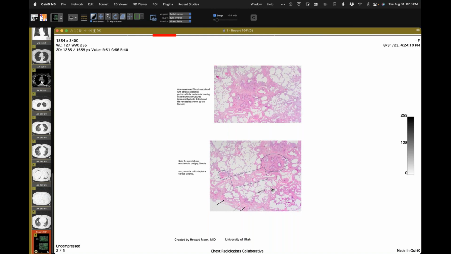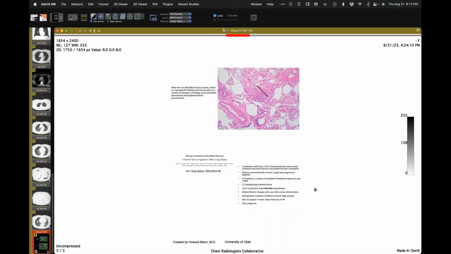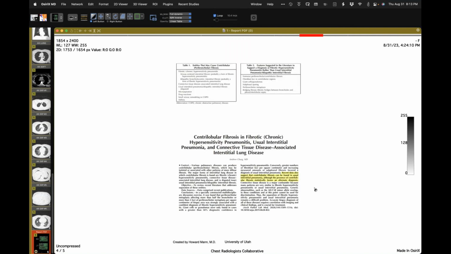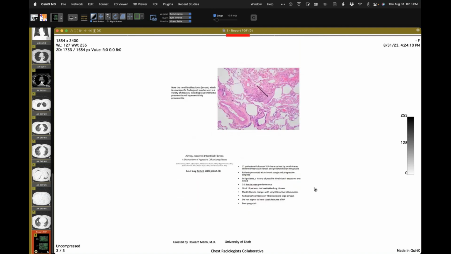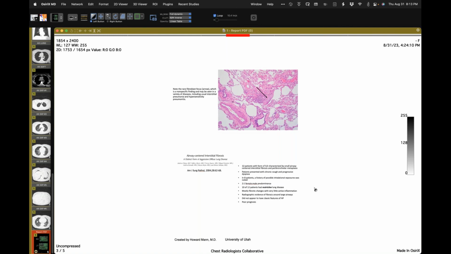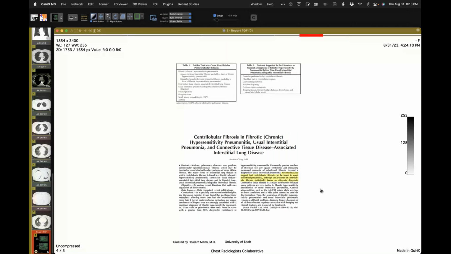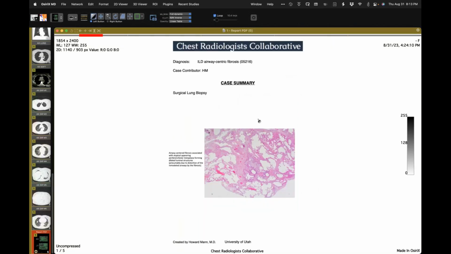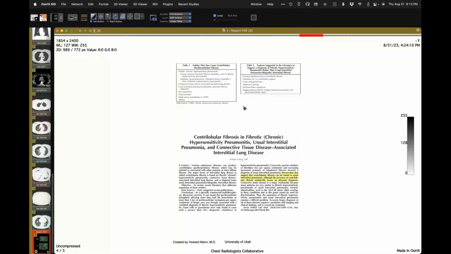So what is this thing called airway-centered fibrosis? This pathology has been described before, and here is one particular article. Again, this is sort of a retrospective kind of look at this kind of pathology. They described 12 patients with this form of fibrosis, and most of them had restrictive lung disease, and the pathology, again, fibrosis around large airways. And here are some differential diagnoses. Now, some of these were clinical diagnoses here, as you can see here.